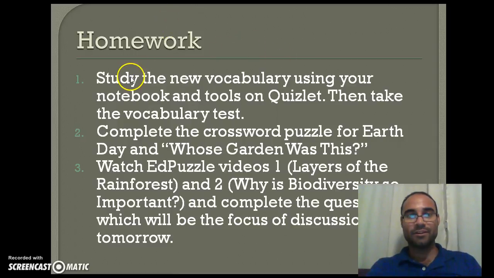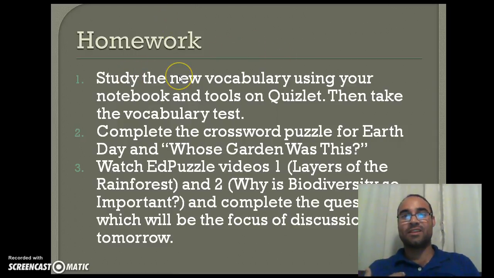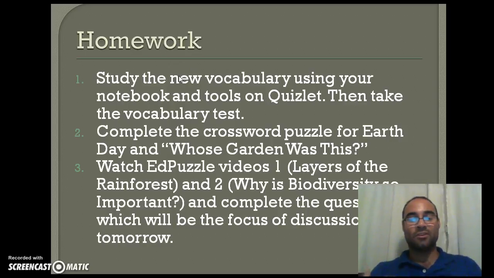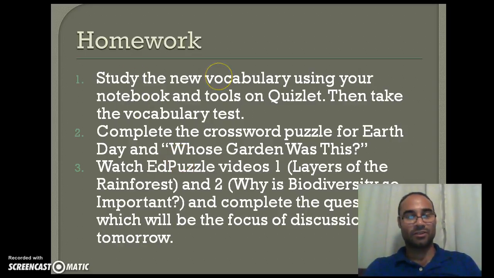Then for their homework, they will study the new vocabulary using their notebook and tools on Quizlet, then take the vocabulary test, and then complete the crossword puzzle for Earth Day and Whose Garden Was This? And then watch Edpuzzle videos 1, Layers of the Rainforest, and 2, Why is Biodiversity So Important? And complete the questions, which will be the focus of discussion for tomorrow.